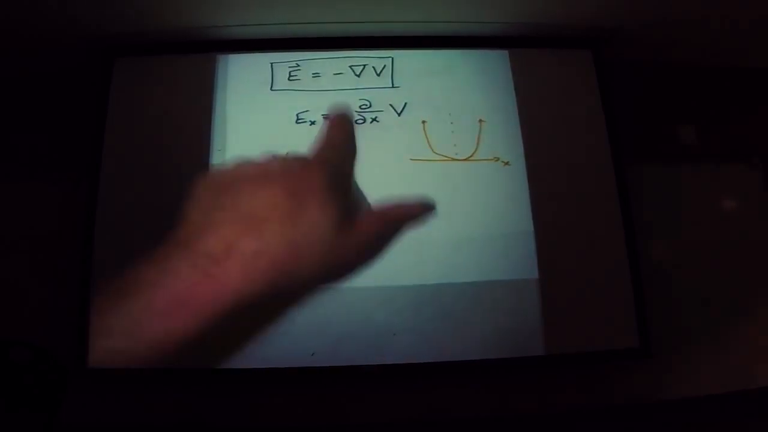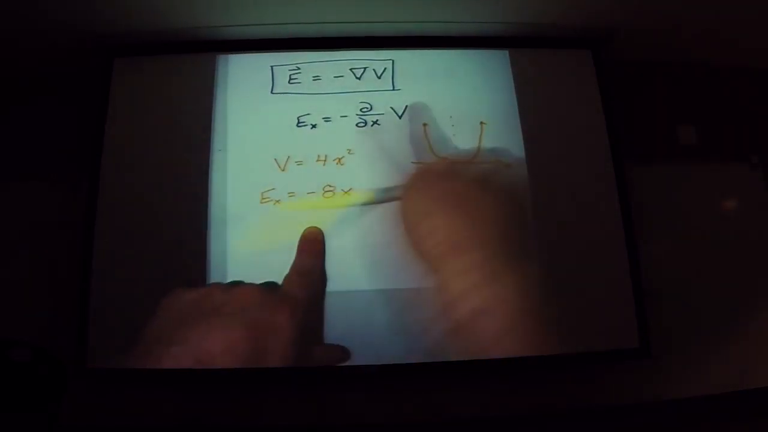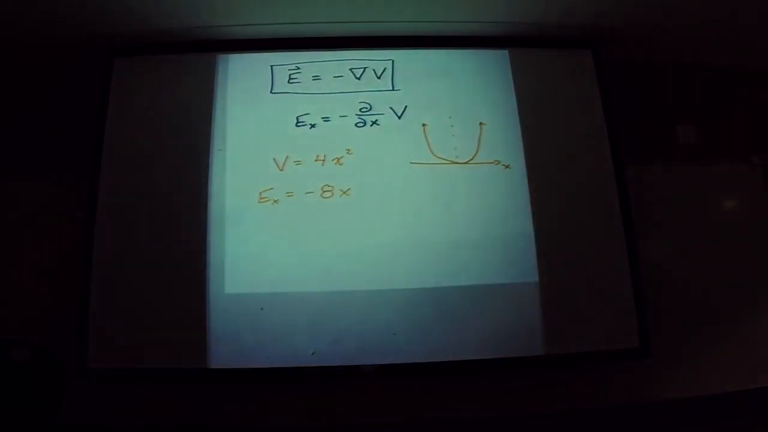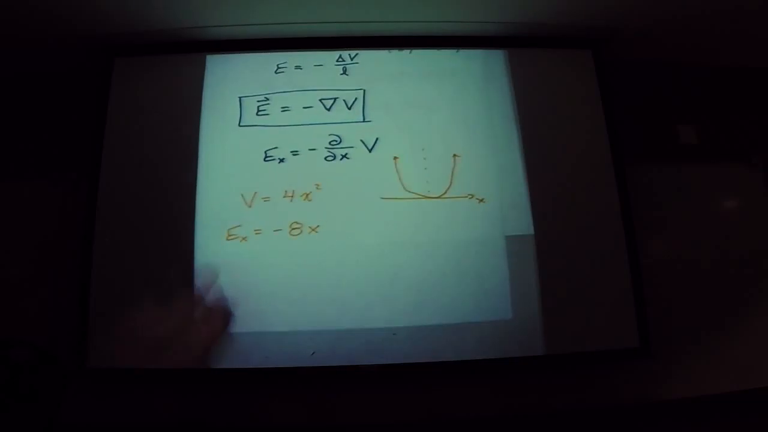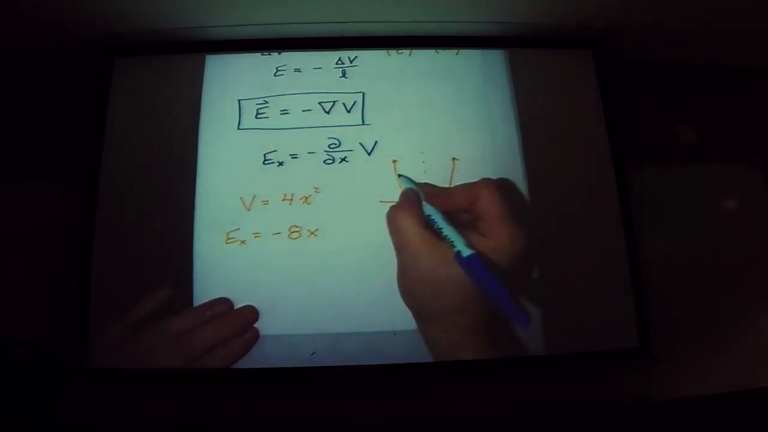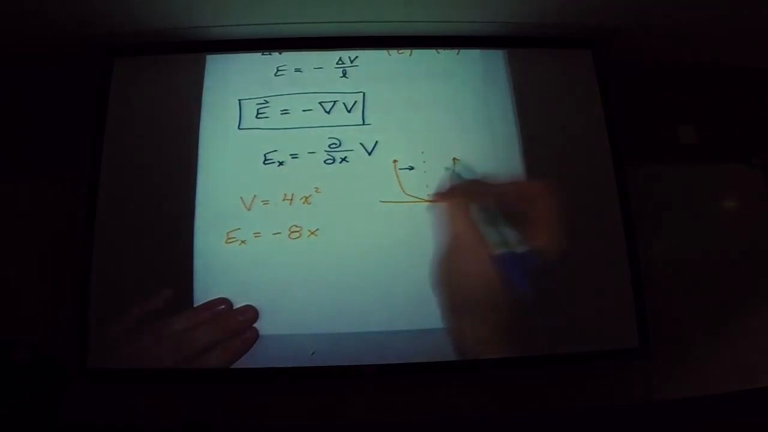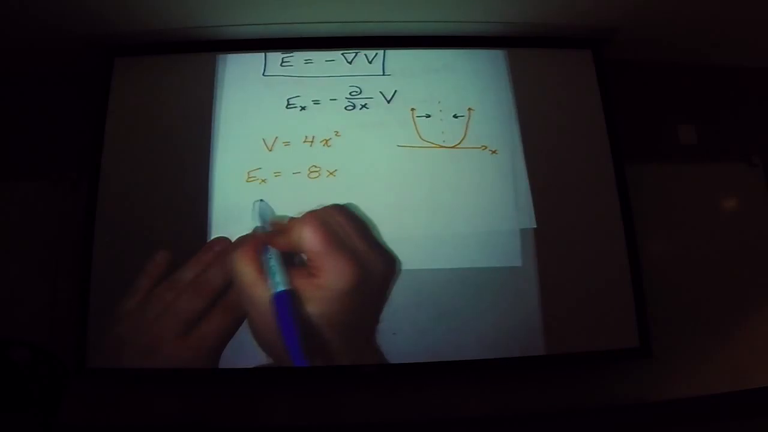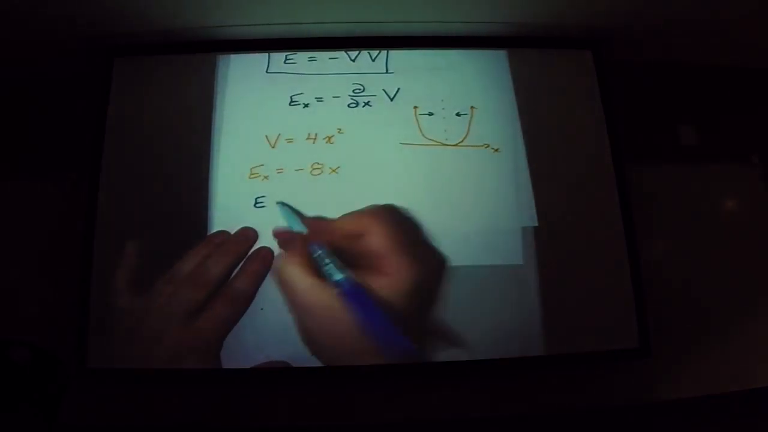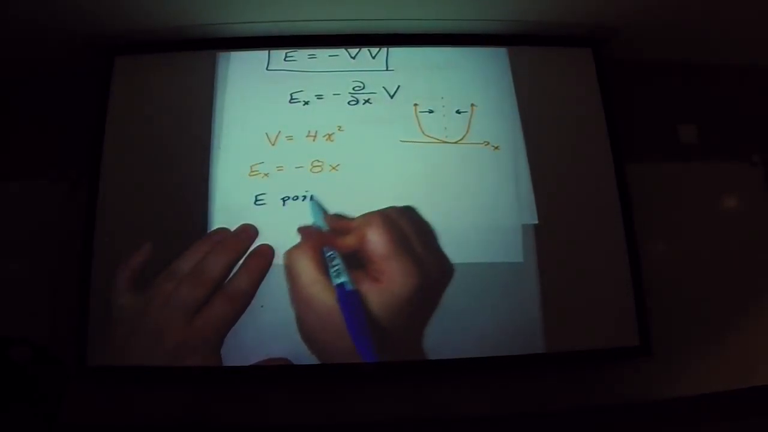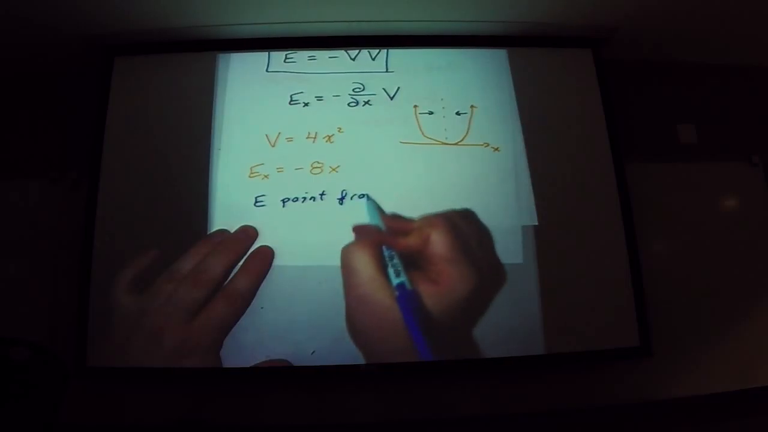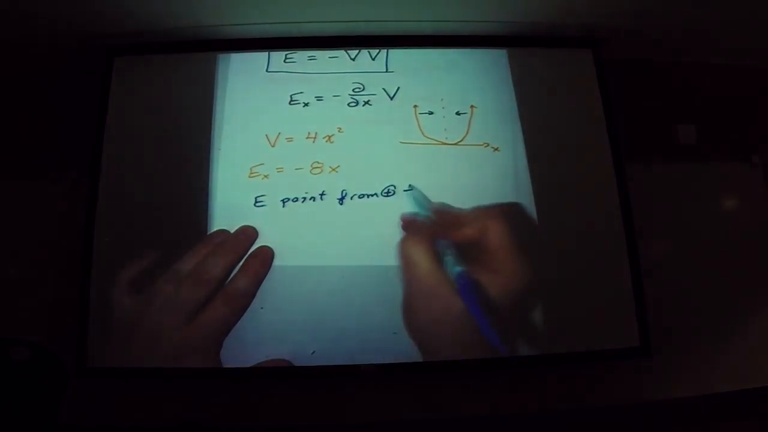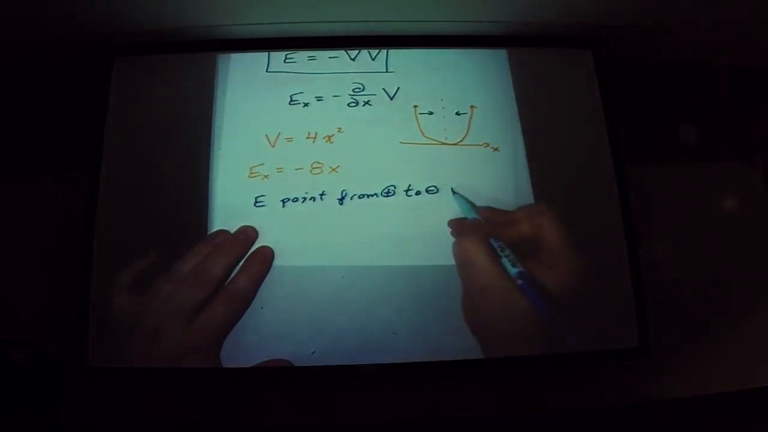No, because e is negative. Negative. And I take the derivative. And so the electric field, if you're on the negative side here, is going to point toward here. If you're on the positive side, it points toward there. The electric field, remember, will always, there's another thing, point from positive to negative voltage.